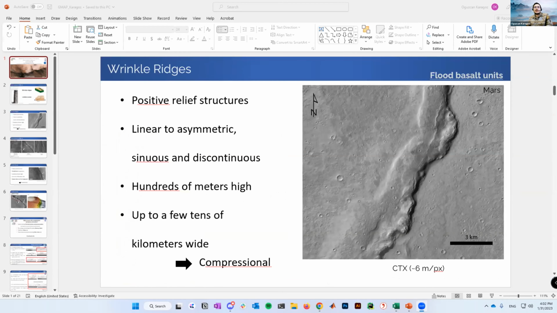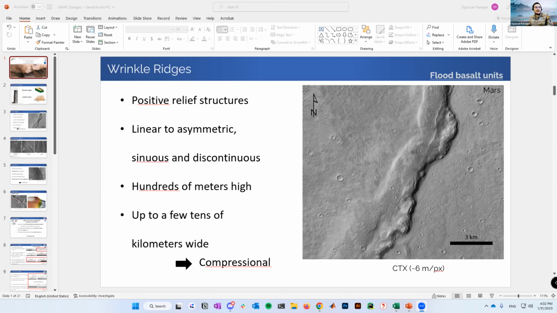Wrinkle ridges are positive relief landforms. We are looking at landforms like mountain belts, but on relatively small scales. On the right, we can see a CTX image. I hope you followed the first day, and today's early talks, about different data types and different processes for planetary imagery. This is CTX data from Mars.